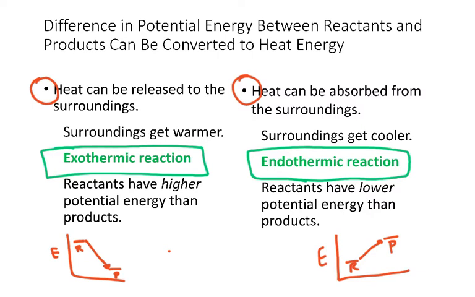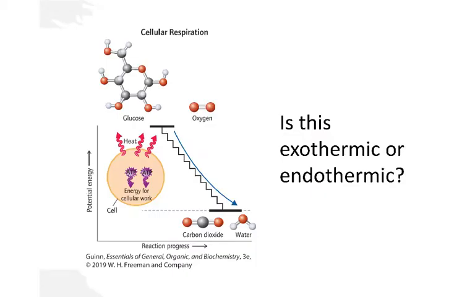So if we go back to that first example, is this an exothermic or an endothermic reaction? The potential energy of the reactants is higher than the products, right? So this is heat being released or out of the system. So this is an exothermic reaction.